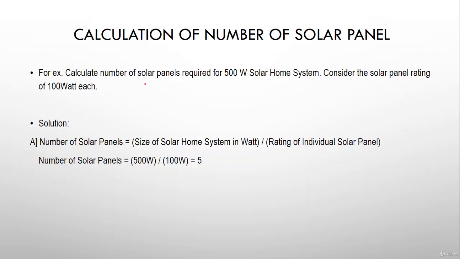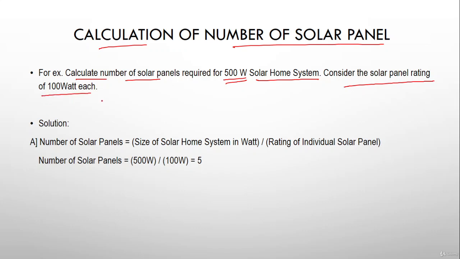Now we're going to see how we can calculate the number of solar panels to be connected in the system. So let's say, for example, calculate the number of panels required for a 500 watt solar home system, which is a smaller capacity solar home system. Consider that each solar panel will have a rating of 100 watt over here. So if I want to calculate how many solar panels are required to be connected in series or parallel mode as per the requirement, we can do the connections over here.